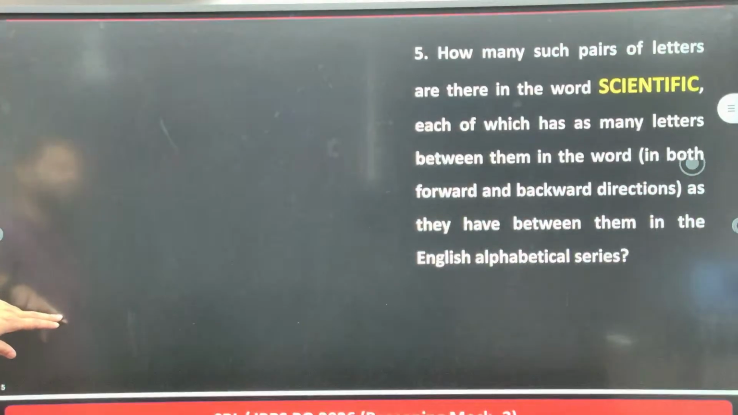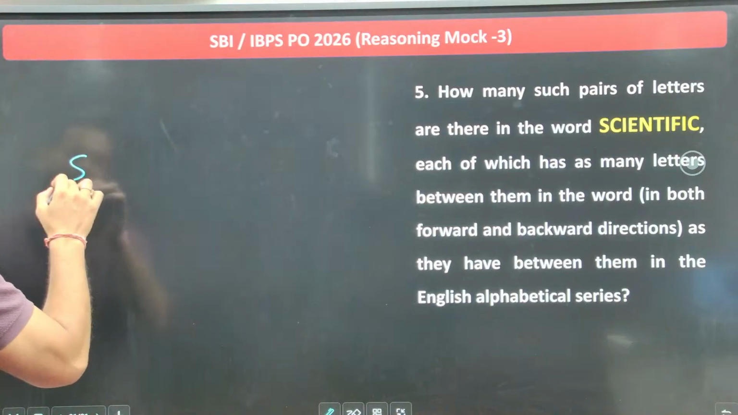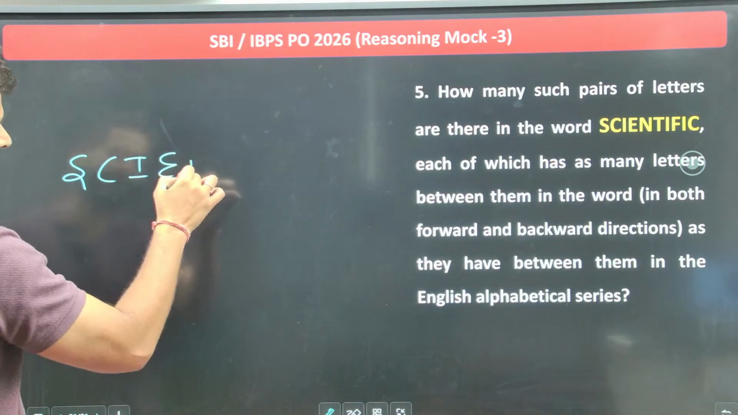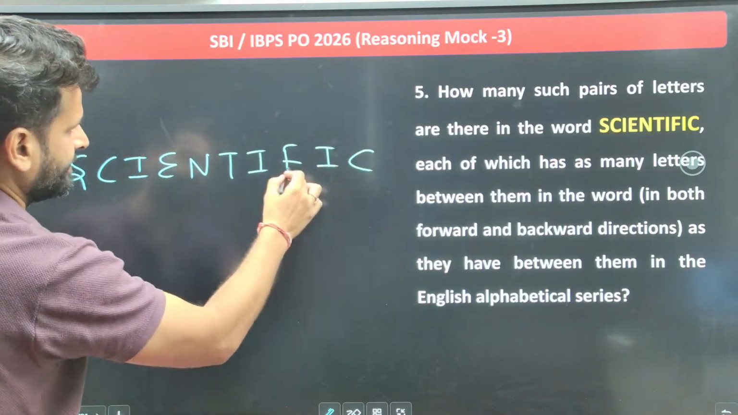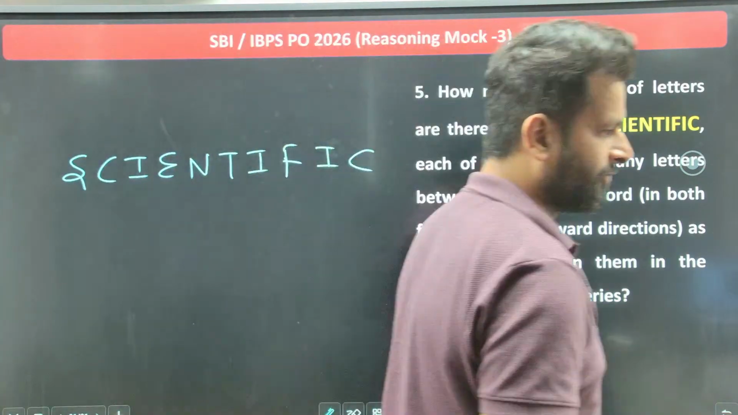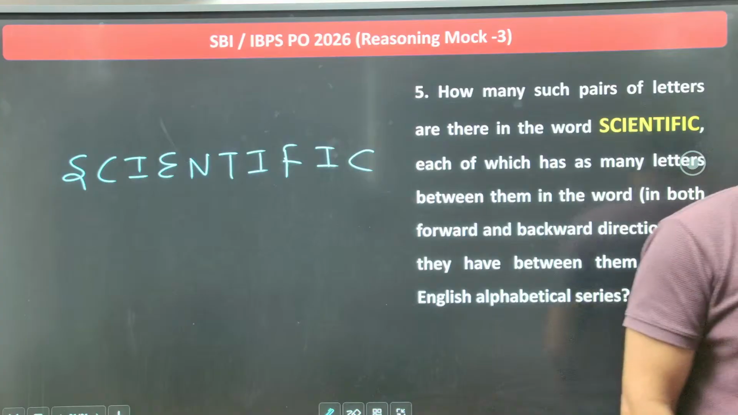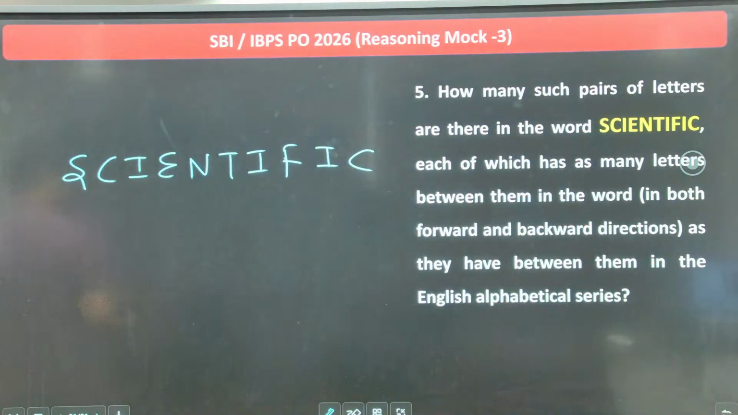Next, check this out. Same question, different word. Scientific. S-C-I-E-N-T-I-F-I-C. Give it a try. The word is scientific. Again, the nature of the question is the same: finding the number of pairs both in forward and in backward direction.